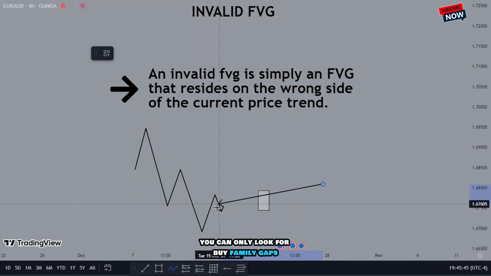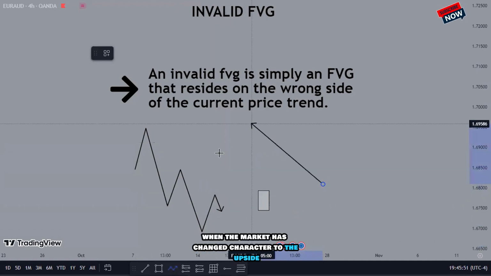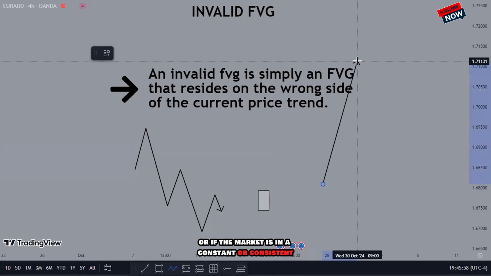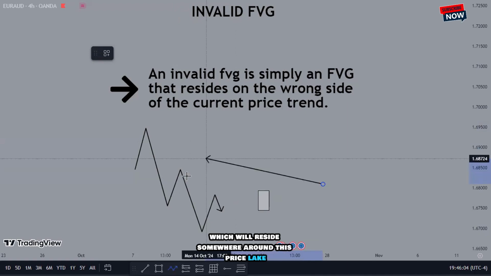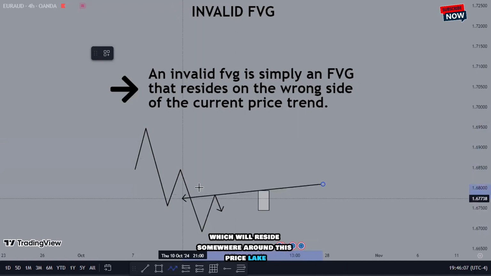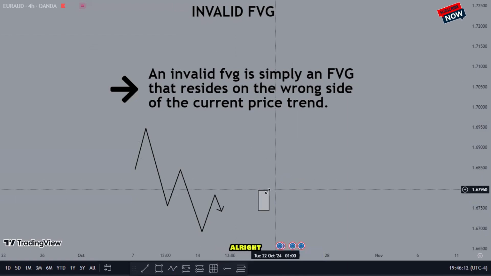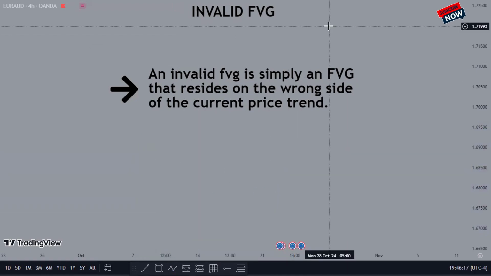You can only look for buy fair value gaps when the market has changed character to the upside, or if the market is in a consistent uptrend. Then you can look for selling fair value gaps, which will reside somewhere around this price leg in the premium area of this price leg. All right, now let me show you guys on real price charts.